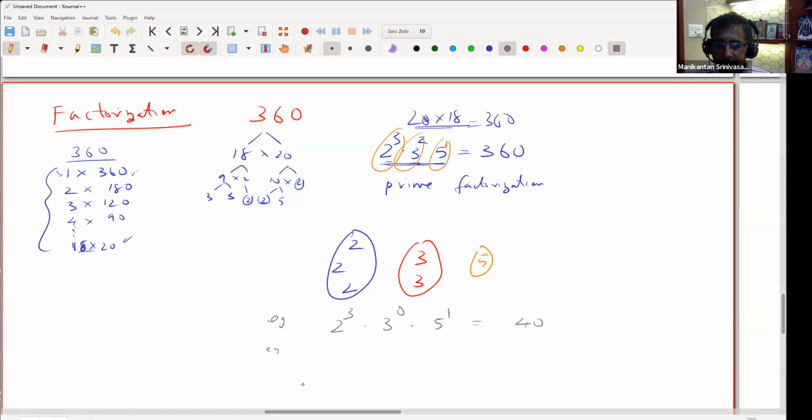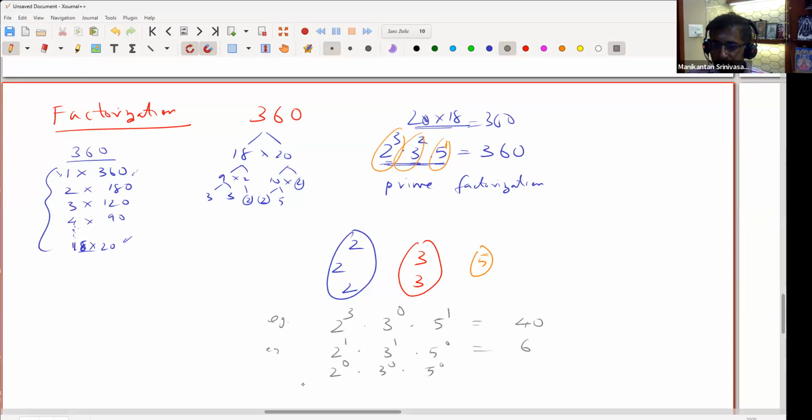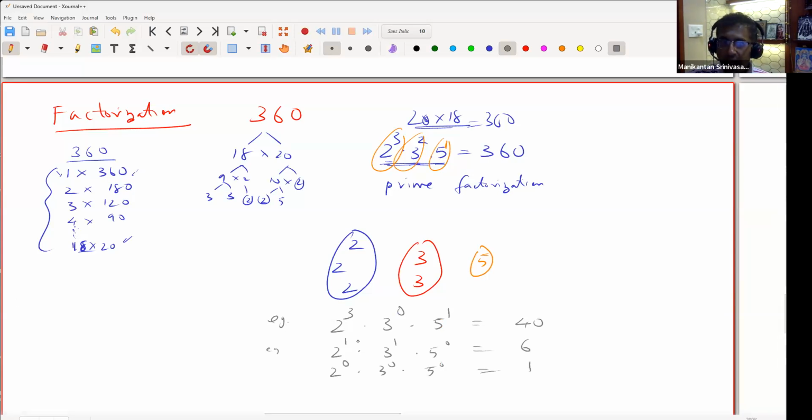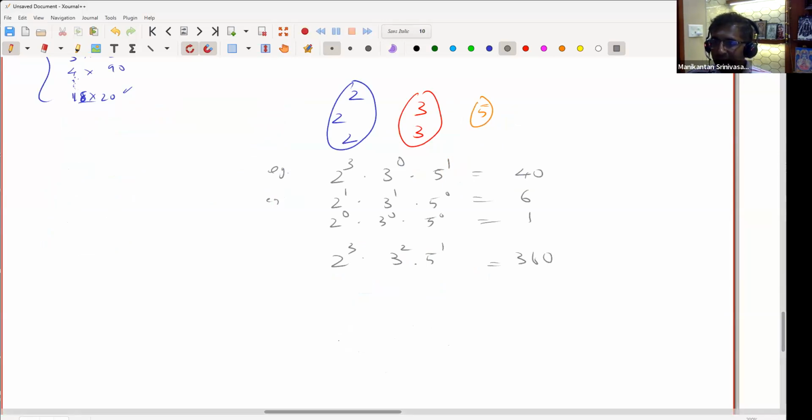Another example, I can pick 1 2, I can pick 1 3, and no 5s at all. It's a factor. Another example, I can pick no 2s, no 3s, and no 5s. That's the number 1, which is a factor. I can pick all the 3 2s, all the 2 3s, and all the 1 5. That's a factor. 360 is a factor of itself. So ultimately, I can mix and match however many ways I can pluck from the 2 basket, from the 3 basket, and the 5 basket.